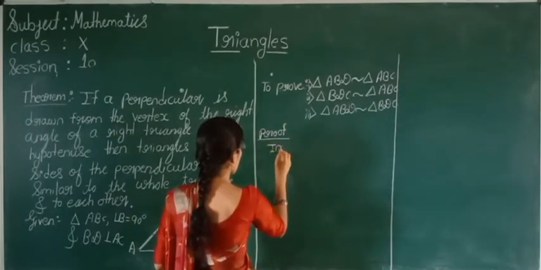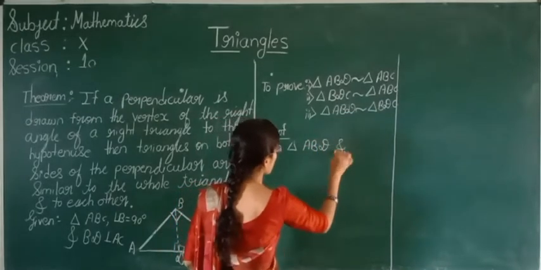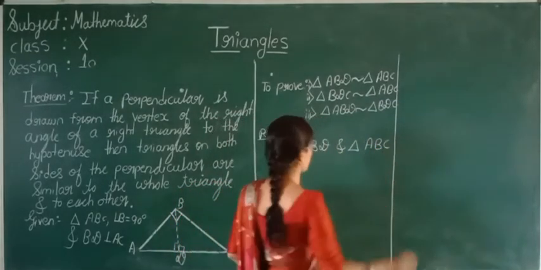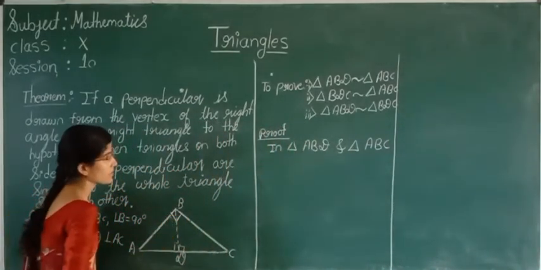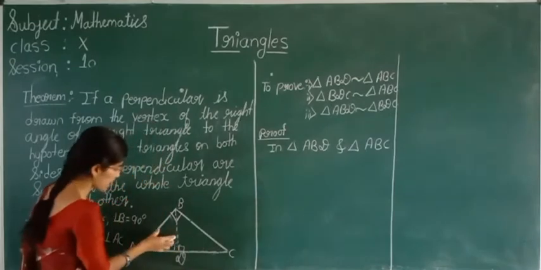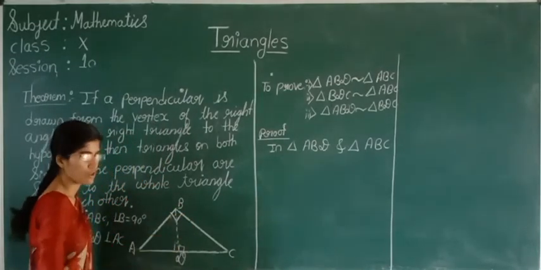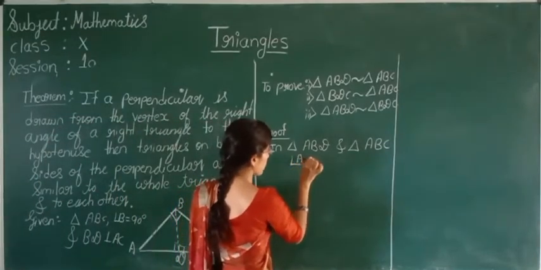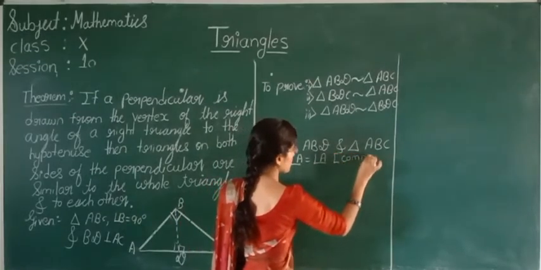See, in triangle ABD and triangle ABC, what is the same? Angle A is equal to angle A. This is common.